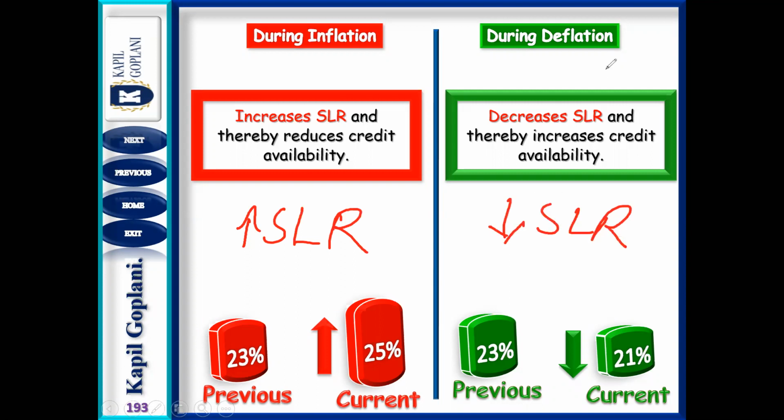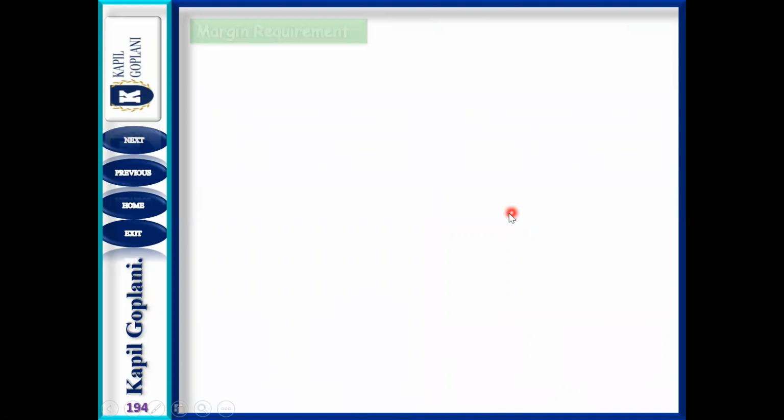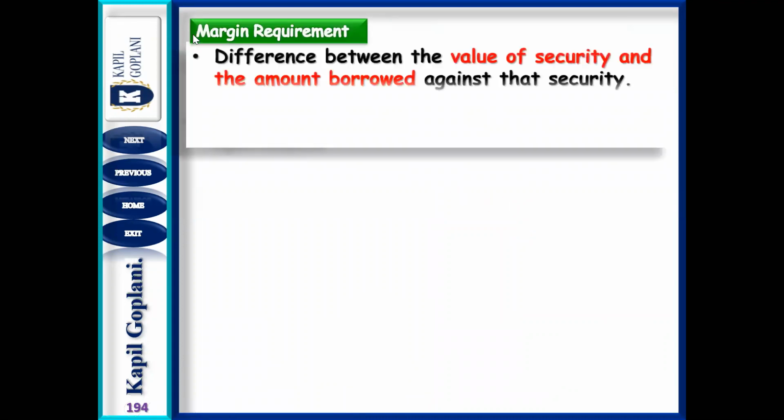That is D for deflation and D for decrease. Okay, students. Hope you are able to understand this particular fundamental from money and banking. See, it is related to money and banking directly. Now, moving on to the margin requirements.